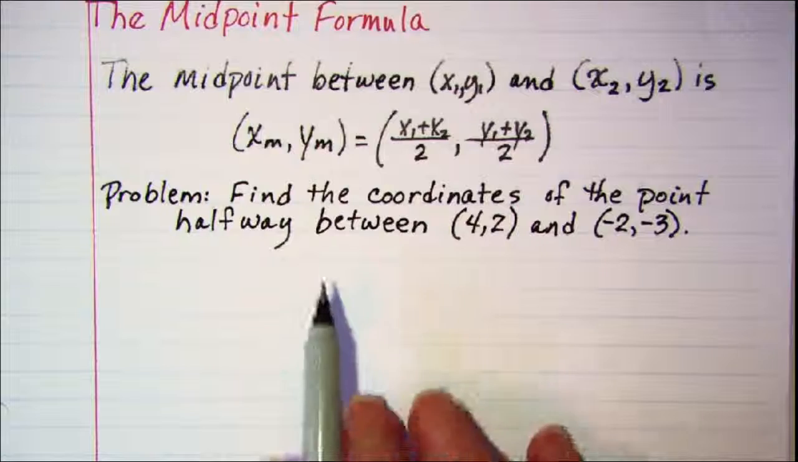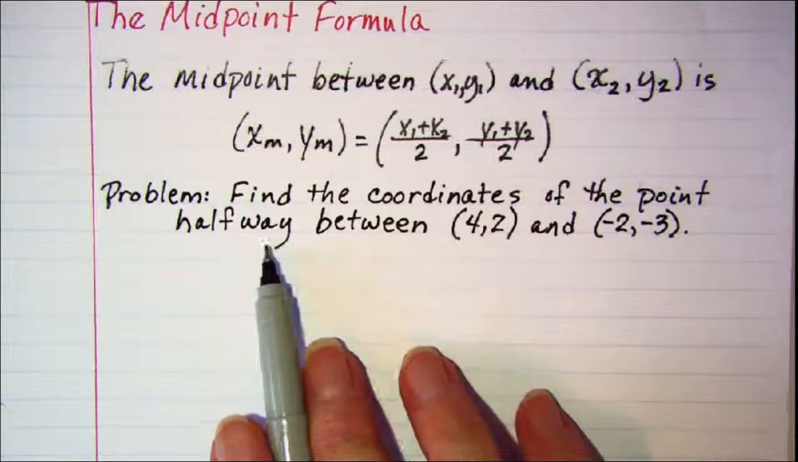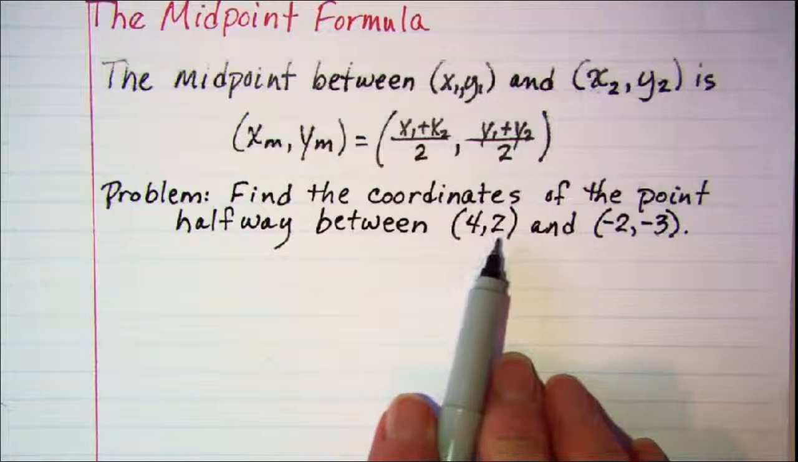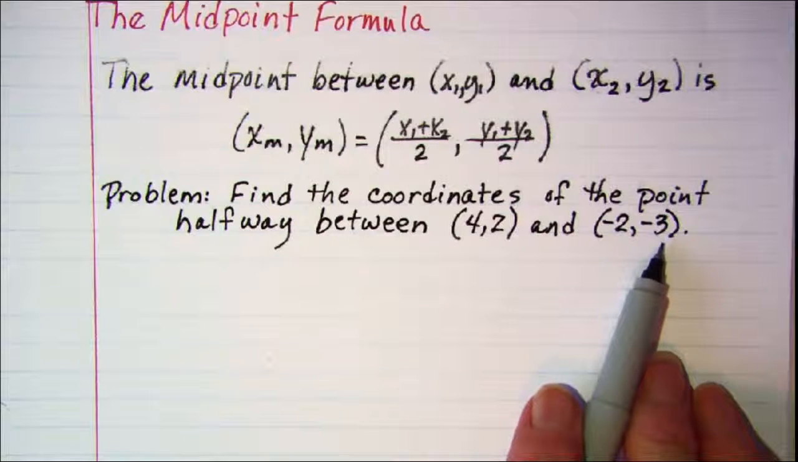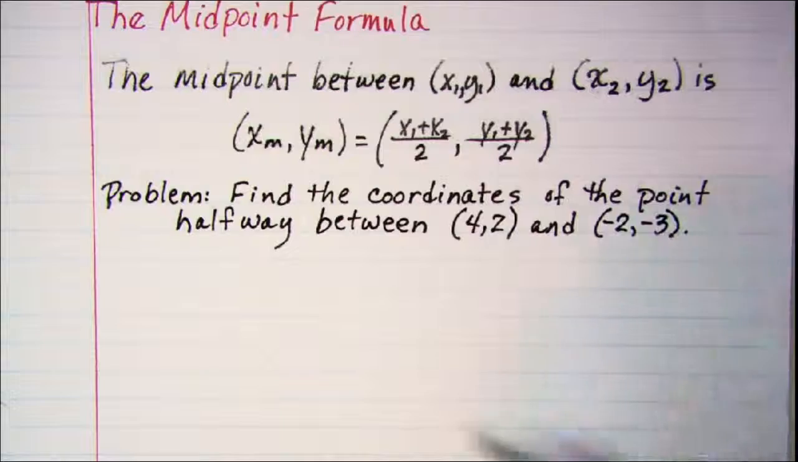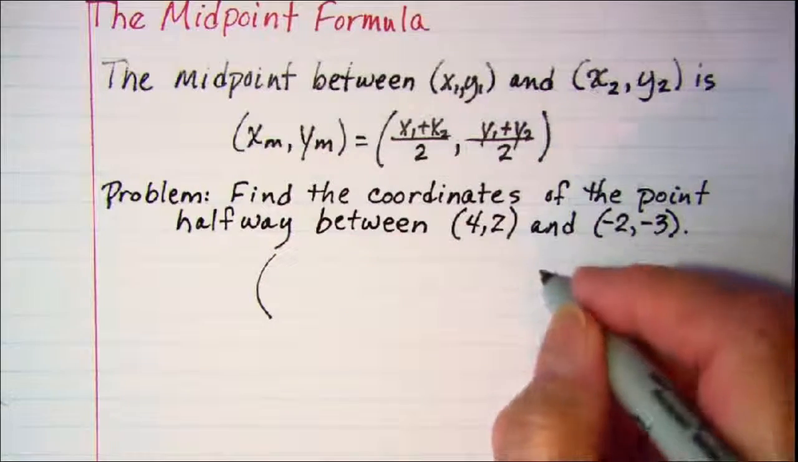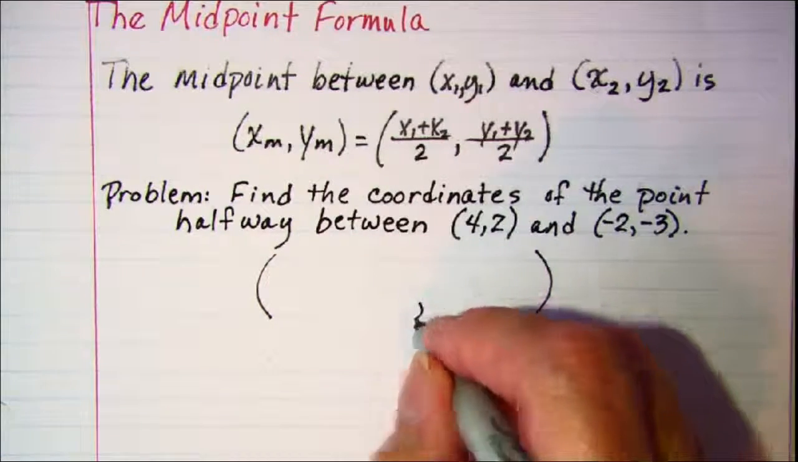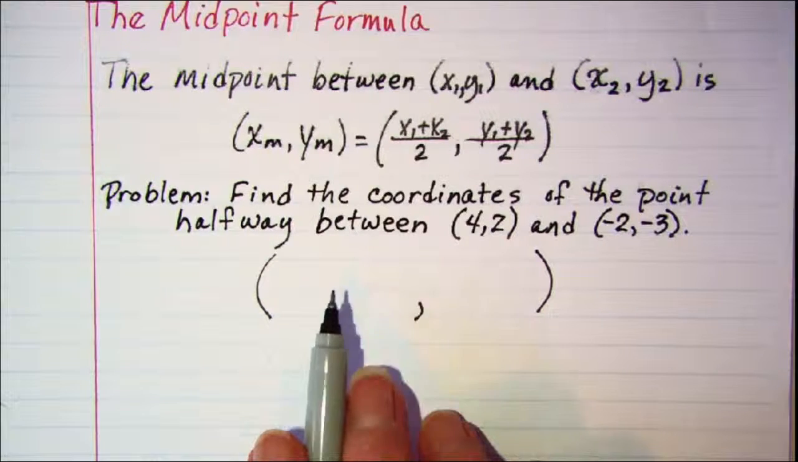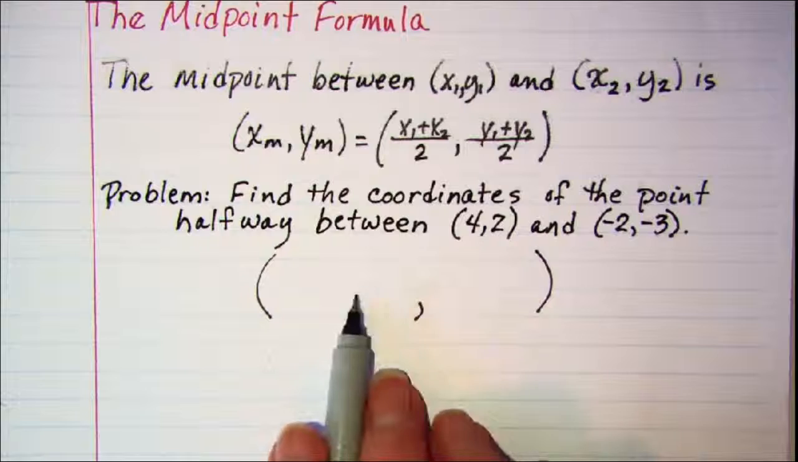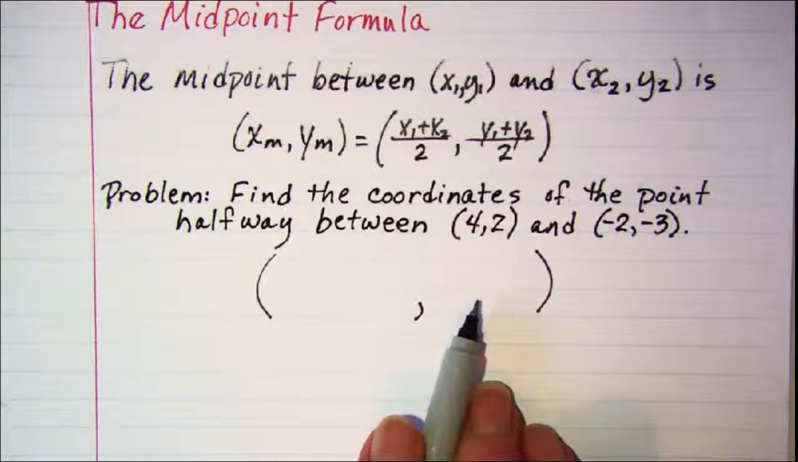Our first problem is to find the coordinates of the point that's halfway between the point 4, 2 and the point -2, -3. So coordinates of a point mean that we need an x and a y coordinate, which points out the fact that we need two numbers, an x and a y.